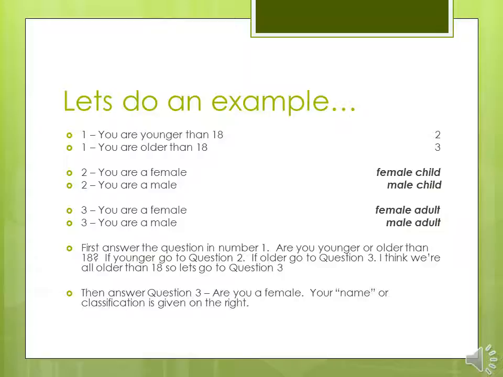And question number 3 says you are a female or you are a male. And if you're female, then your name for this key would be female adult. If you are male, your name would be male adult. So once you get to that final step where you're given that name, then at that point you can stop on the key. This is just a really simple example just to go through those steps, and now we'll go ahead and work on a plant example going through the key next.